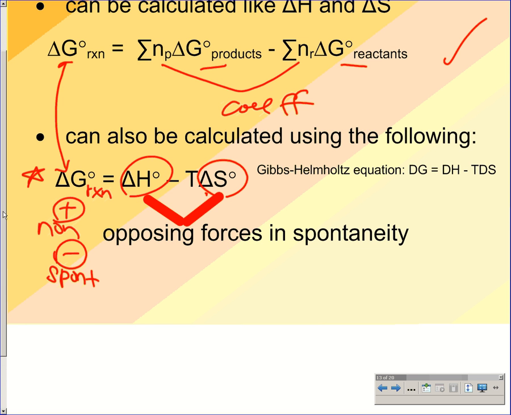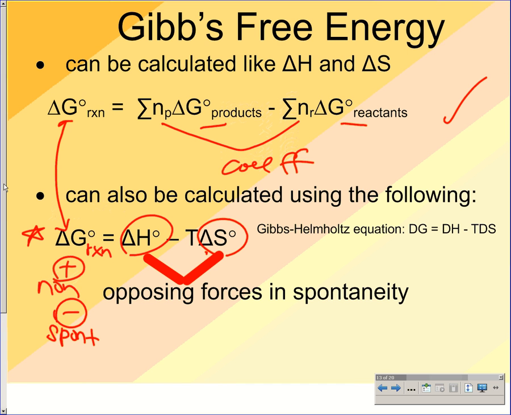Delta H is the same. There's three ways to get it. You can get your delta H, like delta H of products minus delta H of reactants, by using the back of the book. You can do the bond dissociation energy, which I just taught you like 20 minutes ago, by breaking those bonds and forming those bonds. Or you can do Hess's law, where you add up all the equations and you add up all their delta H's.